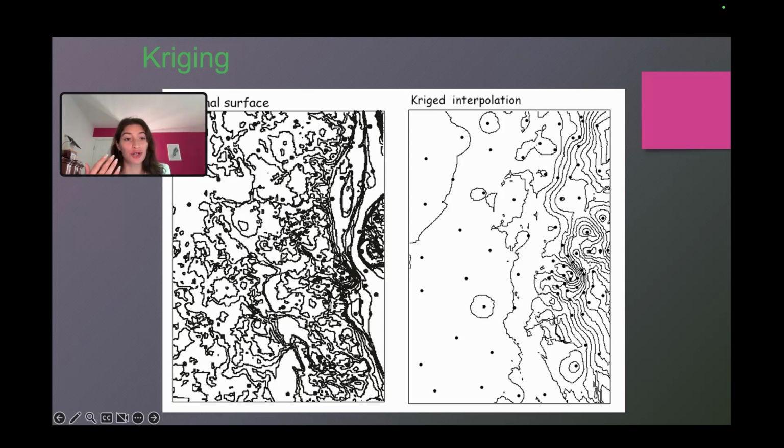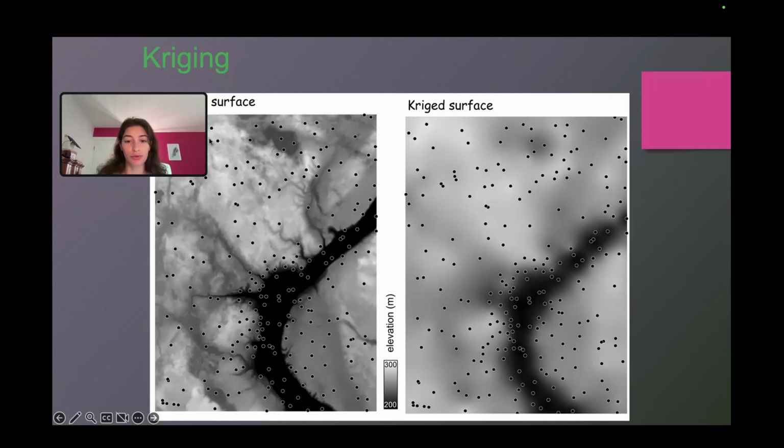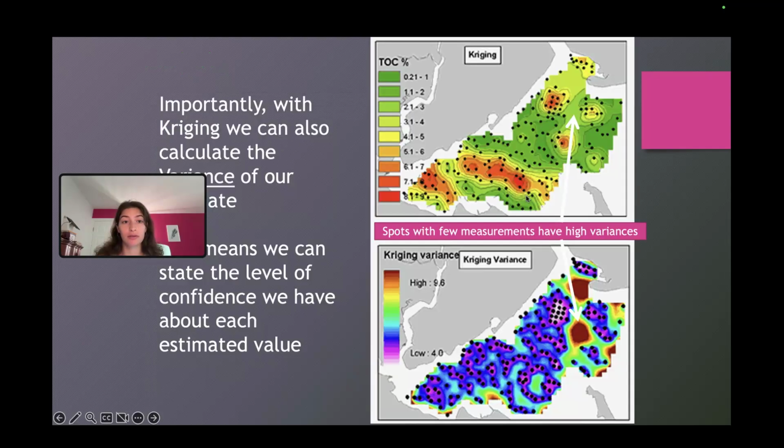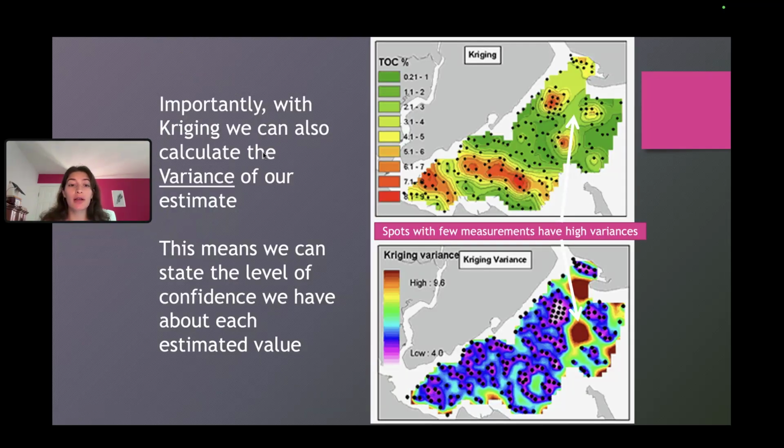This is now the actual visual interpolation of kriging. You can see that this is doing a pretty nice job at looking at the original surface versus its interpolated values. Again, another visual here of the original surface and then the krigged surface. Remember a few slides back that we were looking at one of our interpolation methods, and although we kind of saw this river or very low elevation point, we didn't really have a lot of resolution on it. This krigged surface does a much better job in this case. With kriging, we can also calculate the variance of our estimate. So that means we can state the level of confidence we have about each estimated value, which is really great.